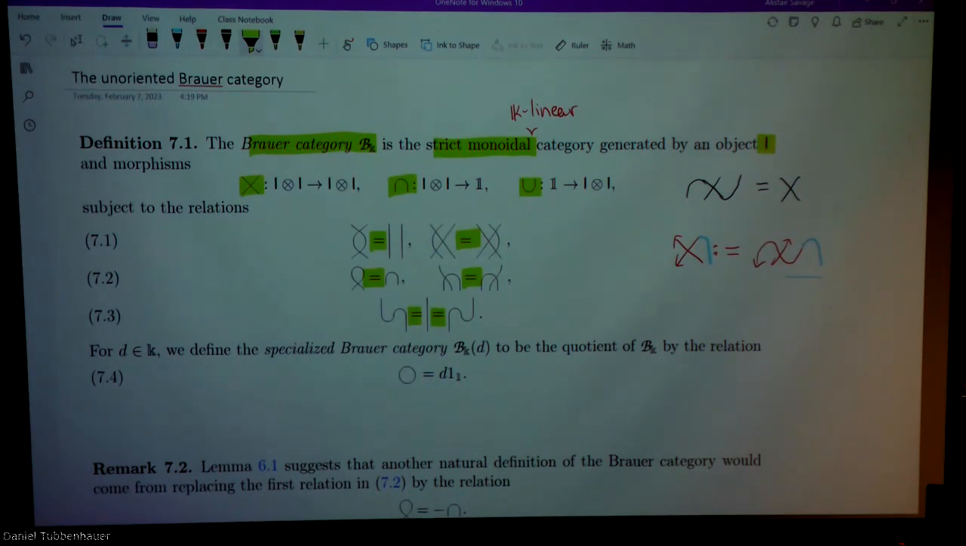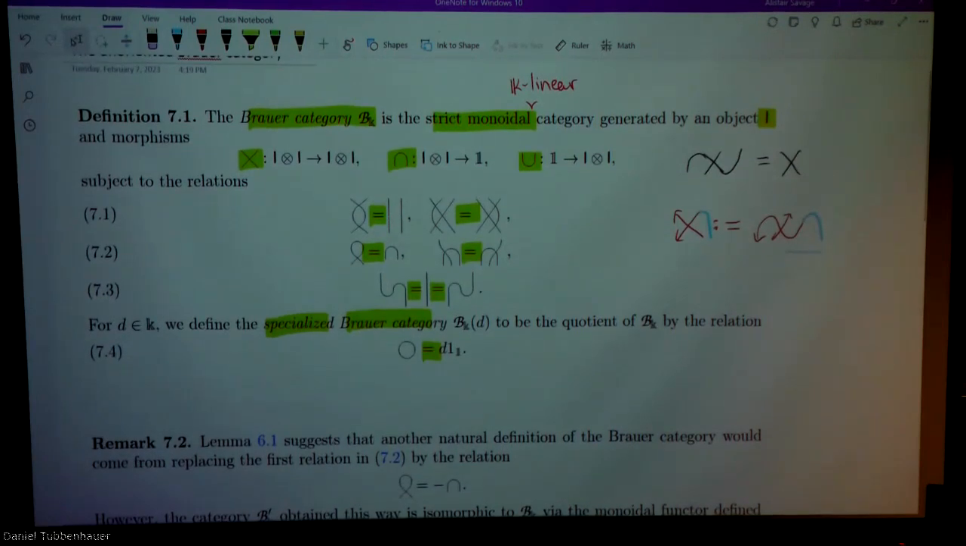And again, we can define a specialized version where we say that the bubble is some scalar d times the identity morphism of the unit object. Okay. And again, sometimes people don't use the word specialized. They just call this the Brauer category with that parameter.